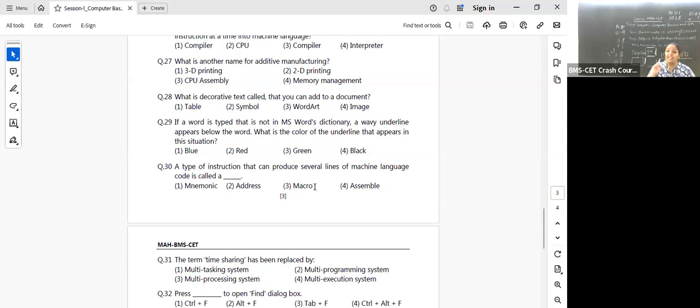And the language is called as assembly language. So assemble is not the answer. If it would be written assembly language, then you can mark it.